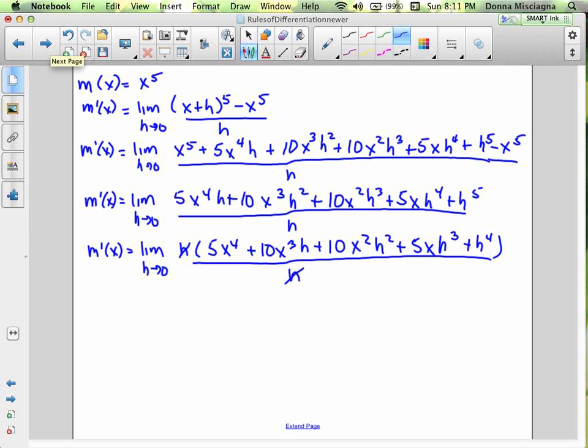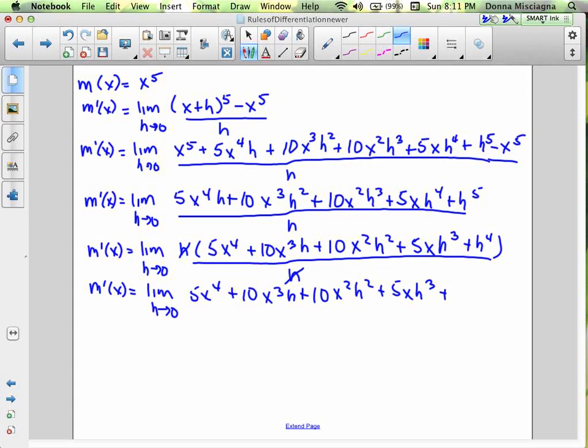and so that gives us m prime of x equals the limit as h approaches 0 of 5x to the fourth plus 10x cubed h plus 10x squared h squared plus 5x h cubed plus h to the fourth. By the way, if I ever talk too fast, you can slow down the sound on the Nearpod. All right, so we're going to plug in 0 now.